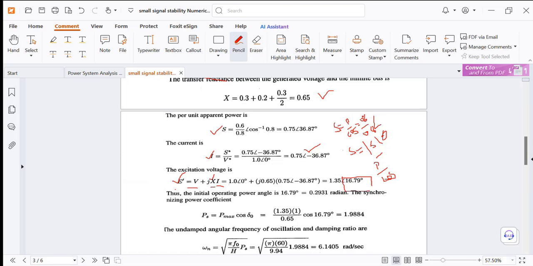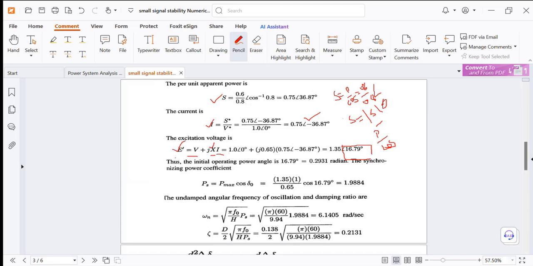This 16.79 degrees is basically the initial operating angle of the rotor. Thus the initial operating power angle, or the angle between the rotor field and the synchronously rotating magnetic field, is 16.79 degrees, which is equal to 0.2931 radians. Using this value, we will calculate PS, which is the synchronizing coefficient. You know that the synchronizing coefficient is basically the rate of change of electrical power due to the change in mechanical power. So PS is basically the rate of change of the electrical power in a power system in case of any fault.